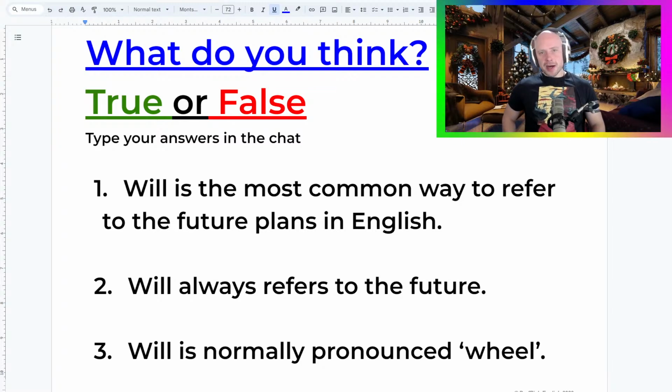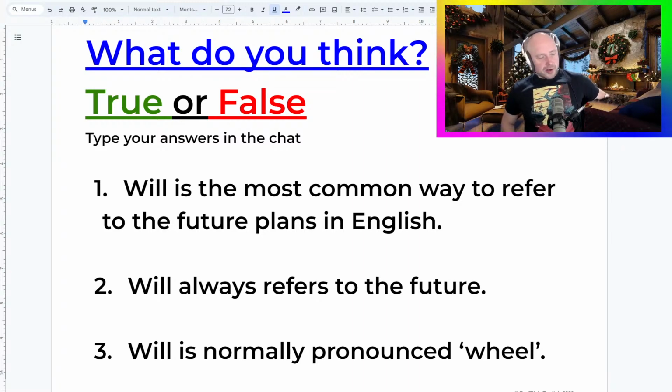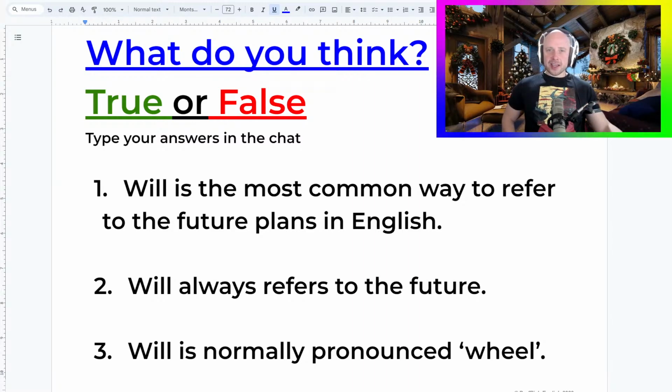Hello everybody, my name is ProfRich, and today we're looking at future tenses in English. We're looking at all the future tenses, and we'll be looking at other ways of expressing the future in English as well.